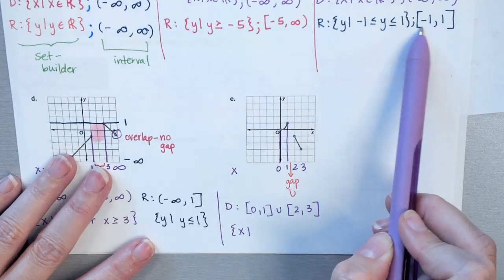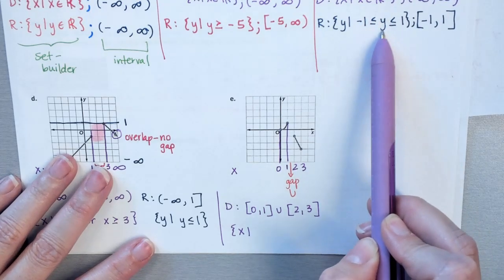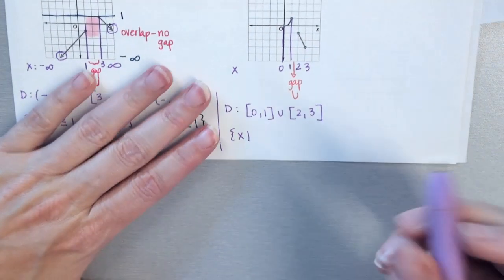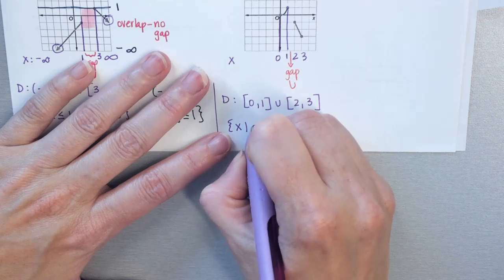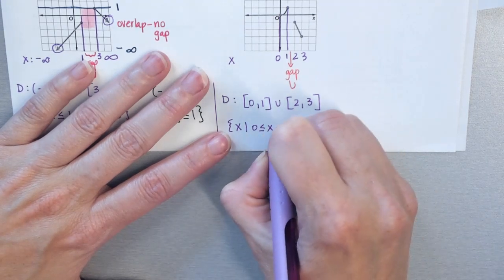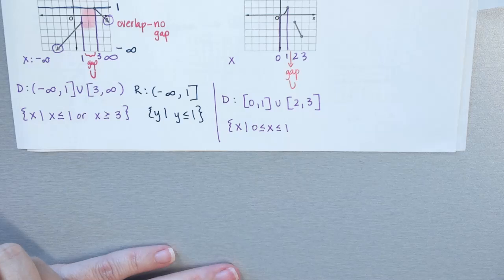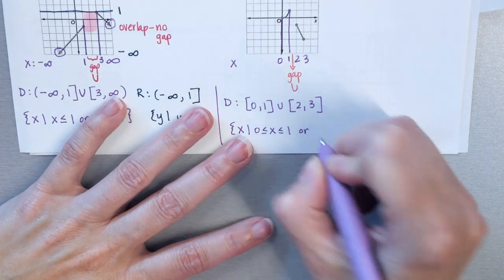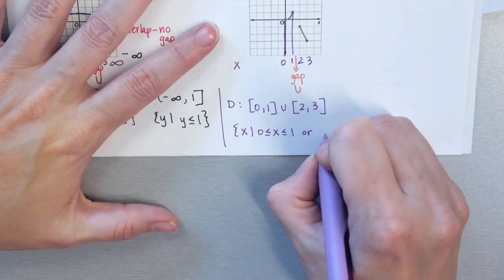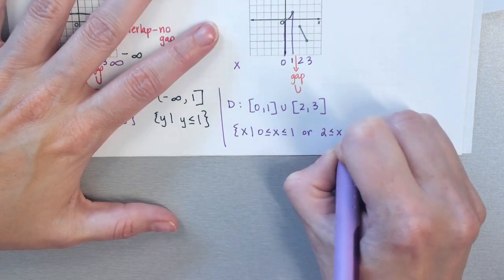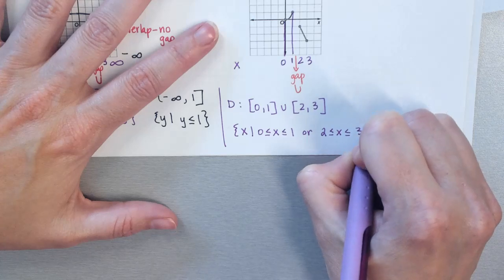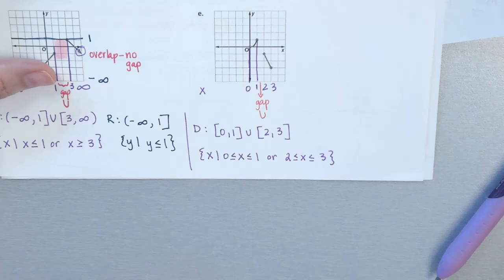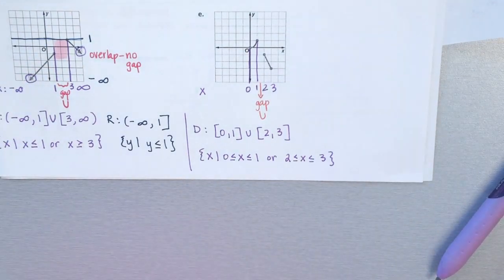So if you have two bounds here, the y goes in the middle, and then the numbers go on either side. Okay, so this is going to be 0 is less than or equal to x, which is less than or equal to 1. And then we have another one like that, so we're going to use an or. And this is going to be 2 is less than or equal to x, which is less than or equal to 3. All right, and then I want you to try the range, and then we'll check it together.